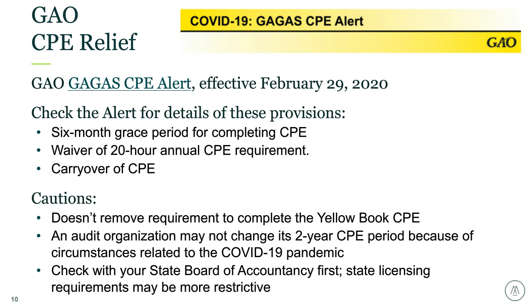Now, unfortunately, this doesn't make the requirement to obtain the CPE go away entirely. And regardless of the relief provided by the GAO on their CPE requirements, you always need to check your own state board's rules because state licensing requirements may be even more restrictive than the GAO's requirements. And obviously, a change to GAO standards doesn't necessarily translate to a change in the state board's rules. So you want to make sure that you stay compliant with your own state's requirements if you're needing to have CPE hours obtained. Now the good news is today our session is qualified for governmental CPE credits. So you're 1 hour on your way already for those.